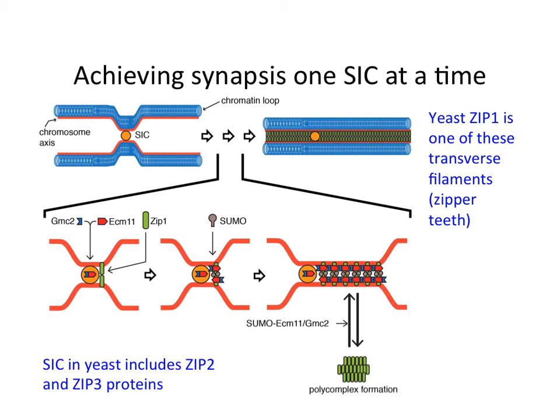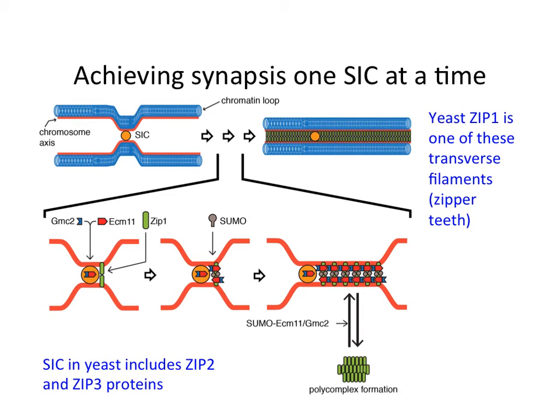So a core complex of proteins binds the pairs of sister chromatids together, and then that protein that cross-links the axial cores comes in and just goes along the chromosomes and brings the rest of them into synapsis. The protein in yeast that does the zippering, this transverse filament, is called ZIP1. That's one of the proteins that will be in the paper next week.